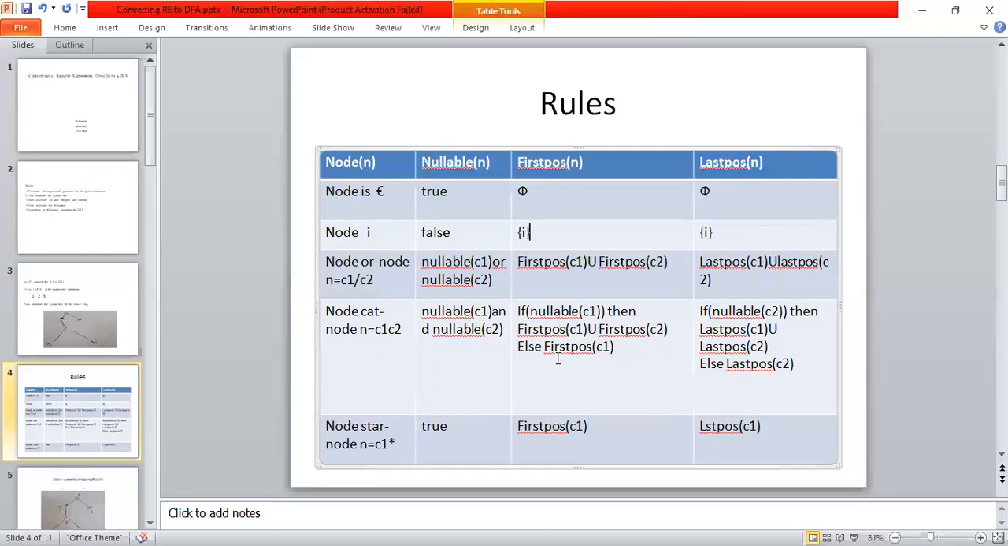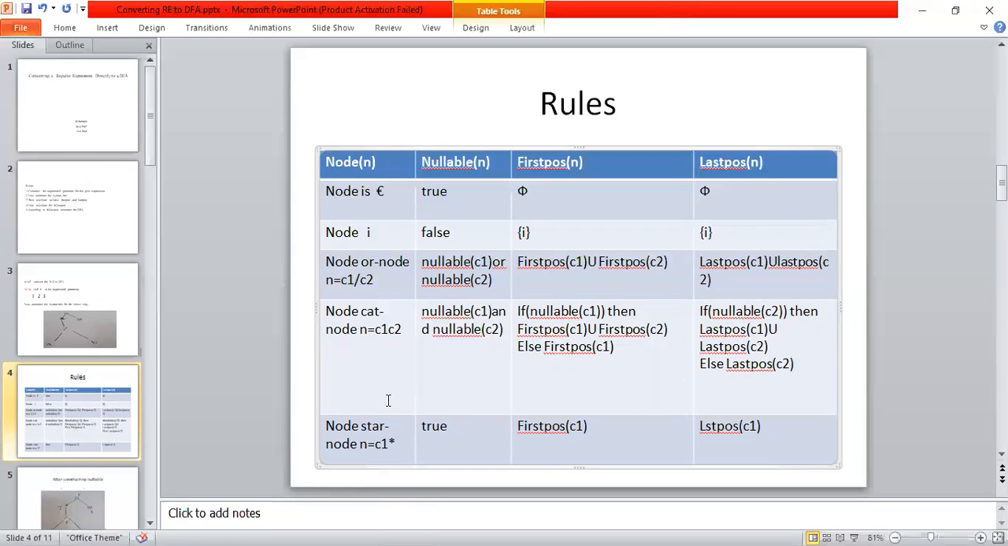Remember, here I have two rules. If my left child is nullable, then first position of C1 union, first position of C2. Otherwise, if my left child is not nullable, then first position of C1. And similarly, coming to last position, if nullable of C2, meaning while calculating this last position the right child is nullable, then last position of C1 union, last position of C2. Otherwise, if my right child is not nullable, then last position of C2.